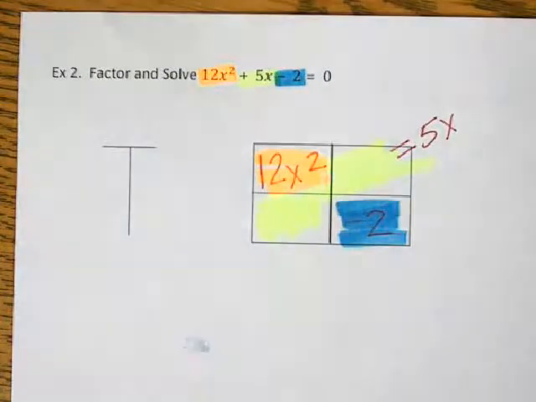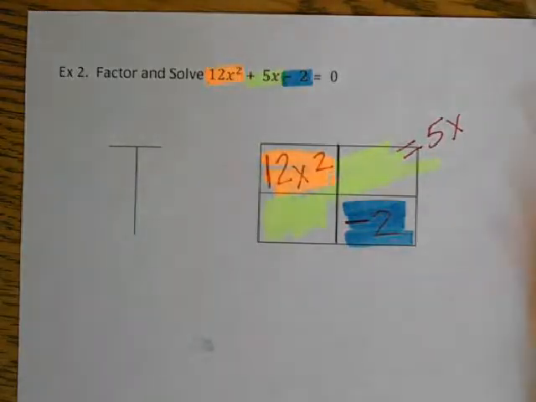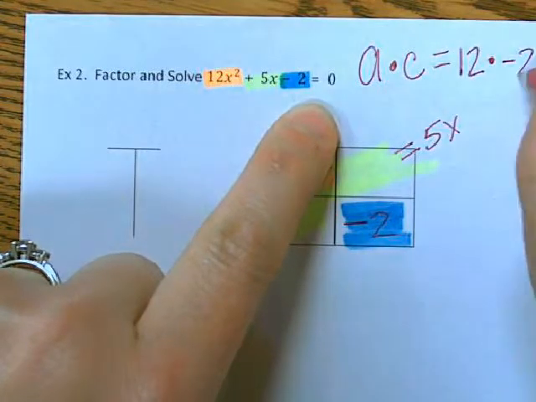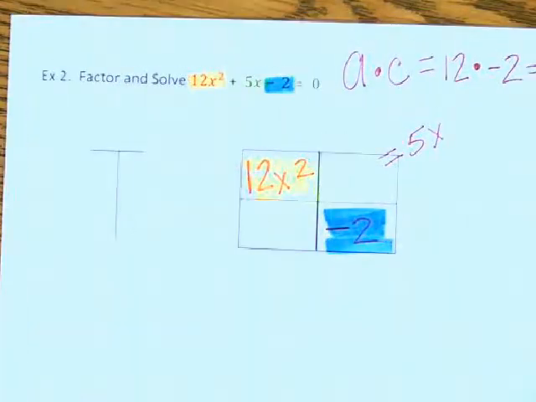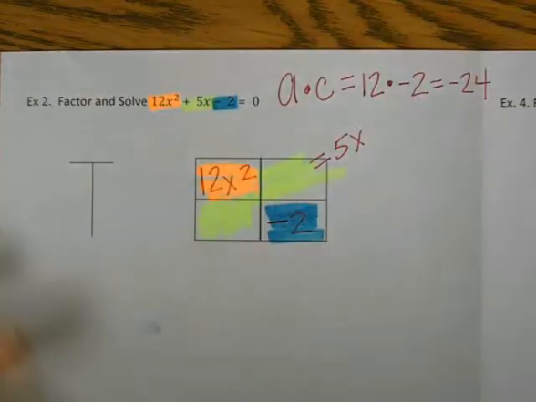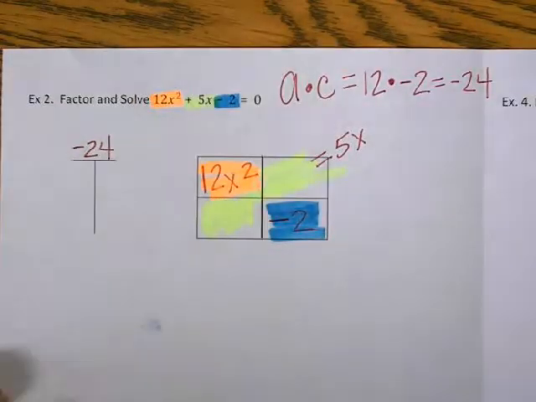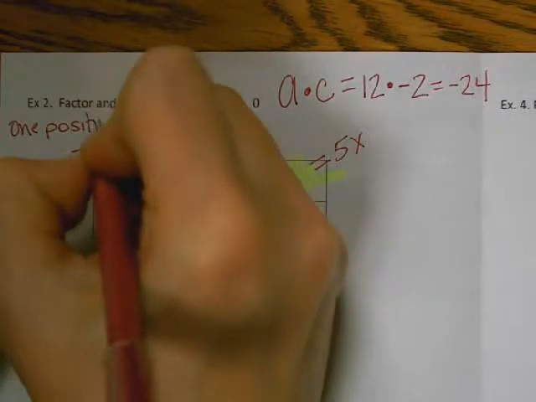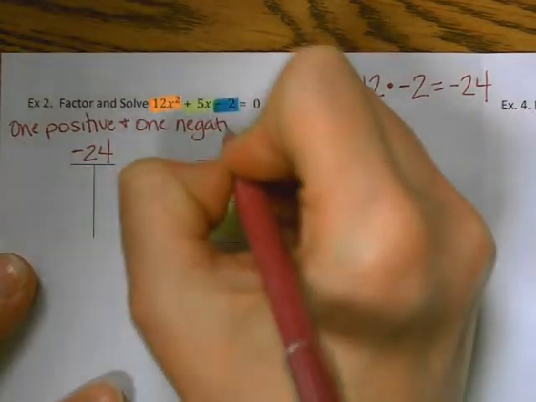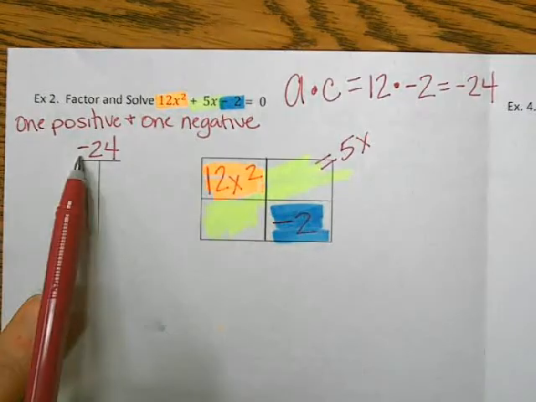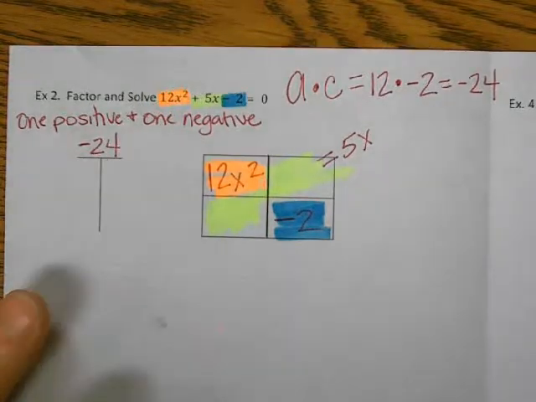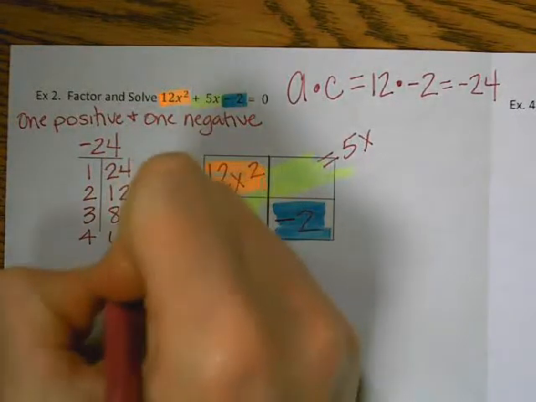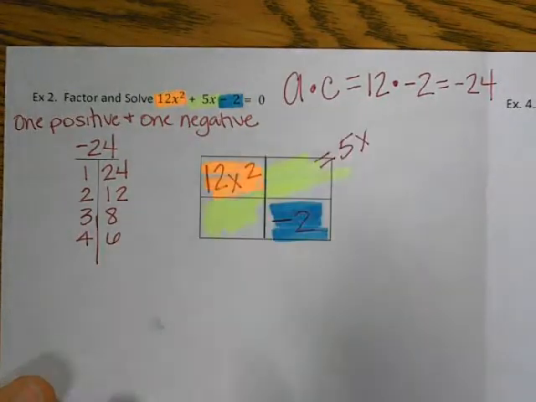Okay? Now, I'm going to go ahead and make a t-chart. So to make the t-chart, you're going to do a times c, and 12 times negative 2 is negative 24. So I'm going to put negative 24 on top of my t-chart. The only way to get a negative is to have one positive and one negative. So if the top of your t-chart is negative, then that means you're going to be subtracting these numbers. Okay? So 1 and 24, 2 and 12, 3 and 8, 4 and 6. Does 5 go into 24? No. And then 6 and 4 again.